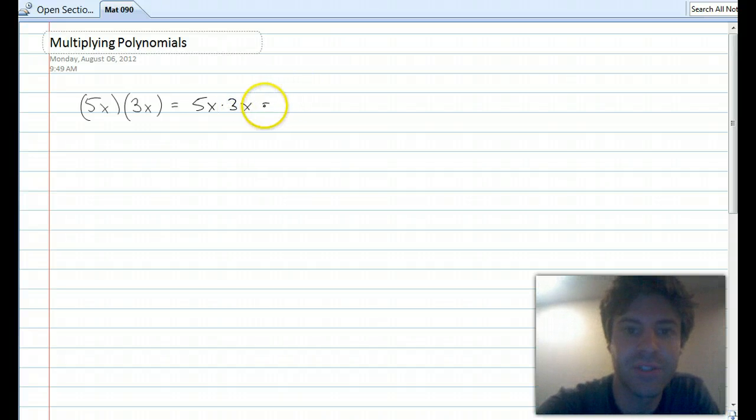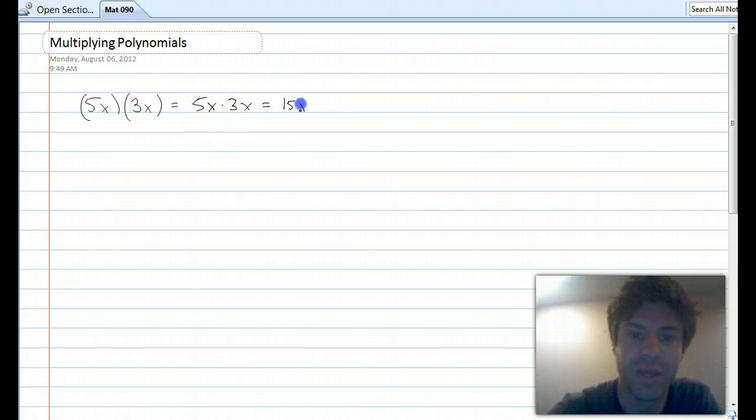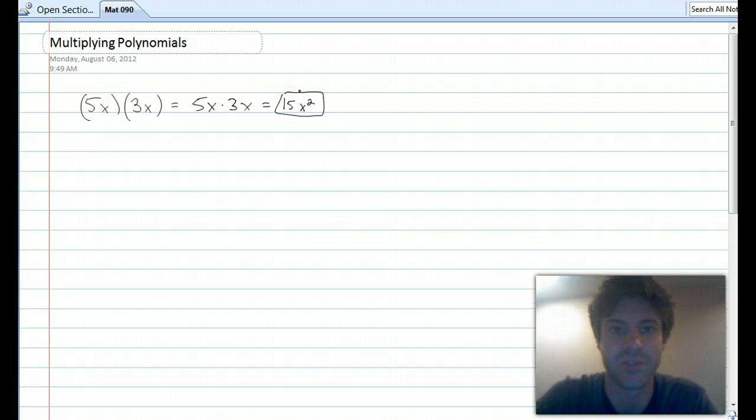The way we multiply these two things together is we multiply the two numbers together, 5 times 3, and that gives us 15. And then we multiply the two x terms together, the two variables. We have x times x, and x times x we know is x squared, so the answer is 15x squared.